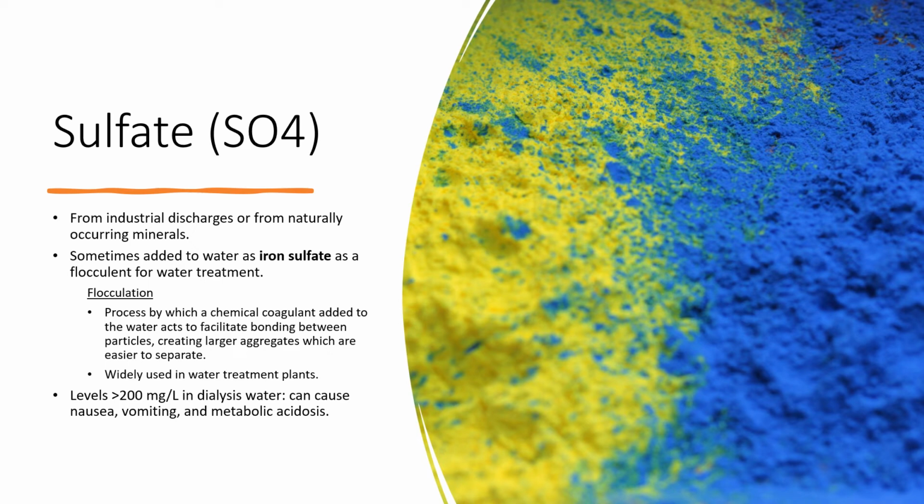Sulfate levels greater than 200 in dialysis water can cause nausea, vomiting, and metabolic acidosis. Sulfates are removed by the reverse osmosis membrane. The other components of the water treatment system, like the carbon filters, water softeners, and sediment filters, do not remove sulfates.